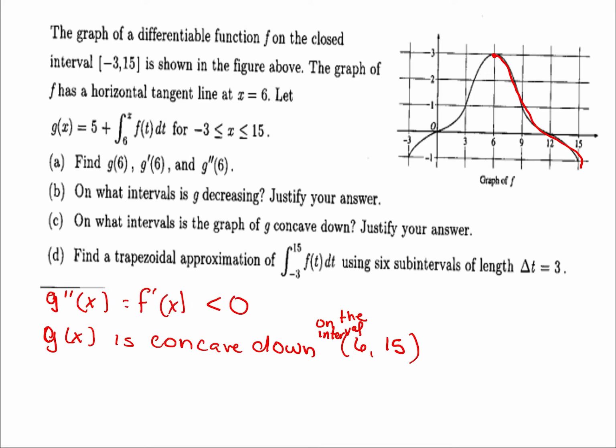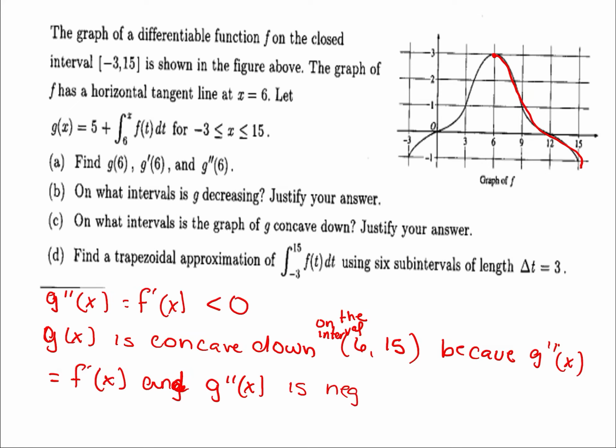and how do we know that? Do not give a long explanation. We simply know that because g double prime of x is equal to f prime of x and g double prime of x is negative. Okay? Concise and precise, right?